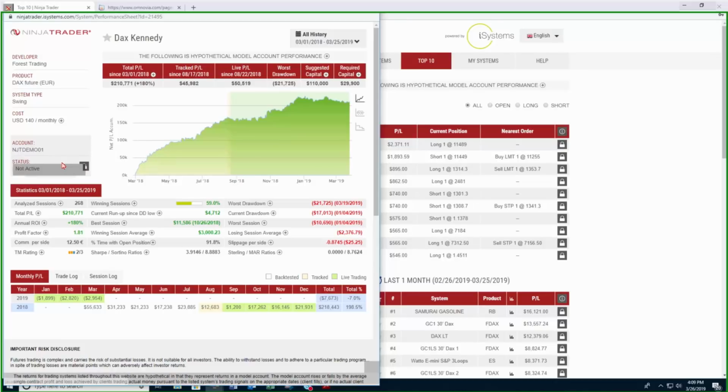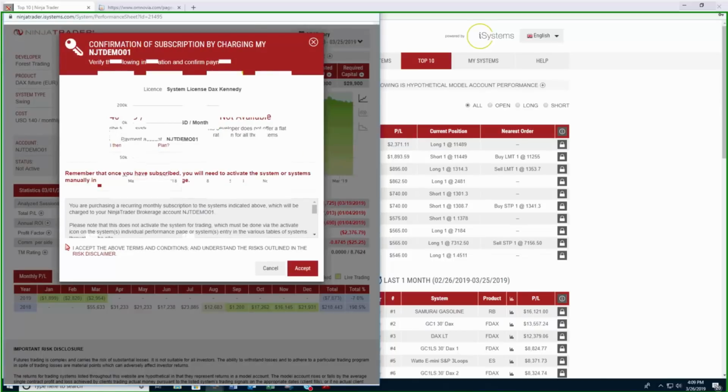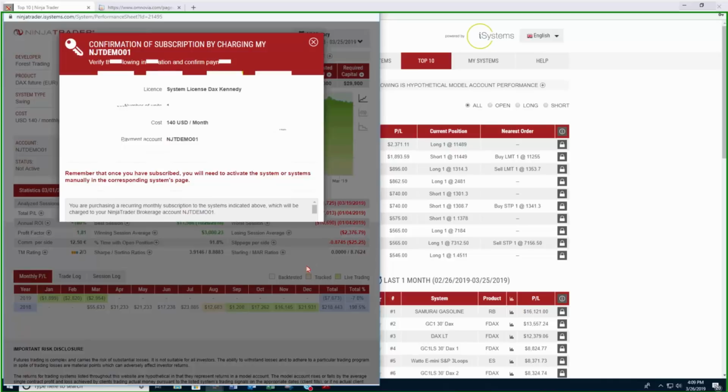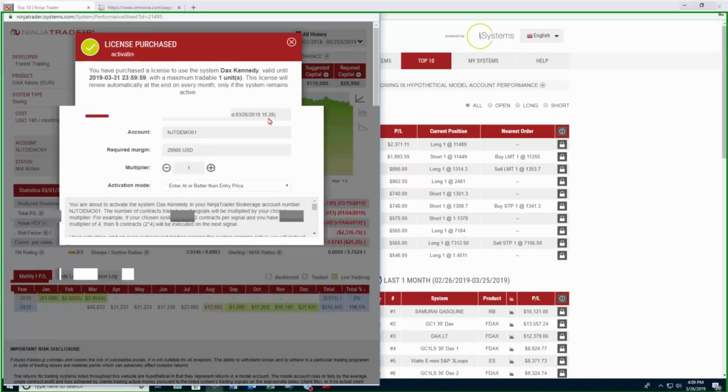So if I want to come in, I want to buy the license. I'm going to do 1 unit. You're going to accept the disclaimer. So again, now you've purchased the system. What do you want to do with it?